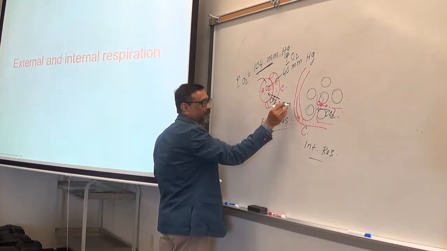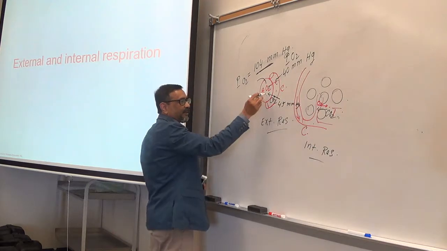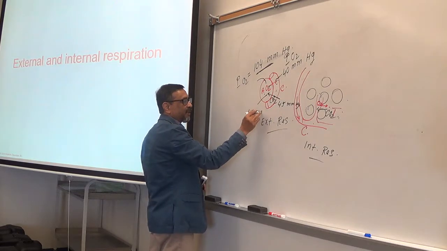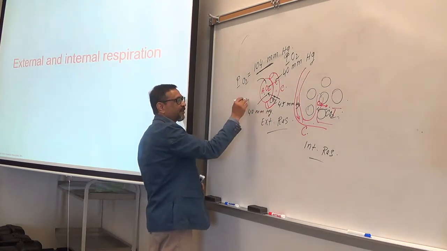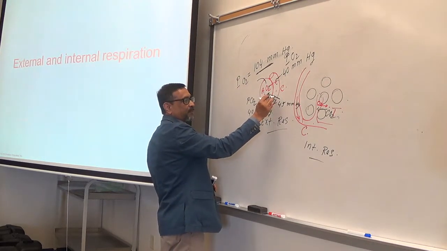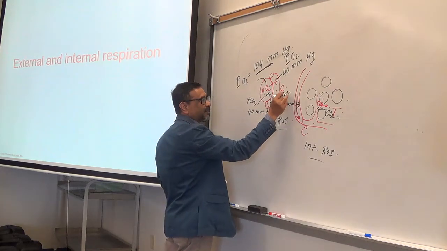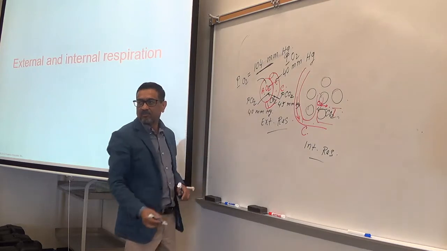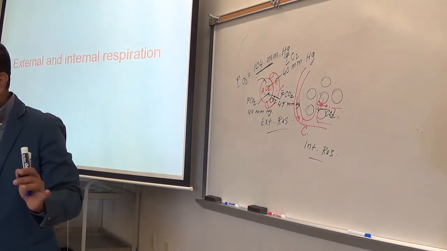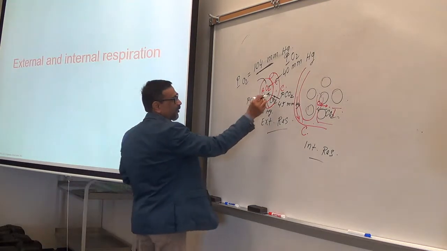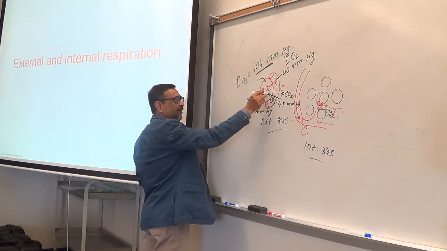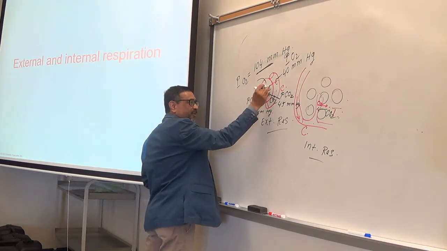45 millimeter mercury. Here should be lower. What is that? 40 millimeter of mercury. So pressure of carbon dioxide inside is 40. Pressure of carbon dioxide in the blood is 45. How much difference? Only 5 millimeter, right? But that is enough to move the carbon dioxide. So 5 millimeter pressure difference will move the carbon dioxide from here to here. 64 millimeter pressure difference will move the oxygen from here to here.